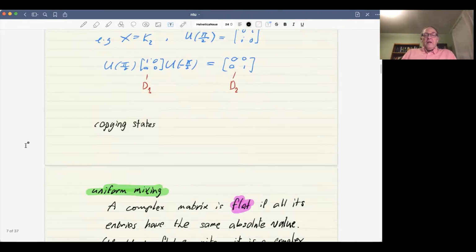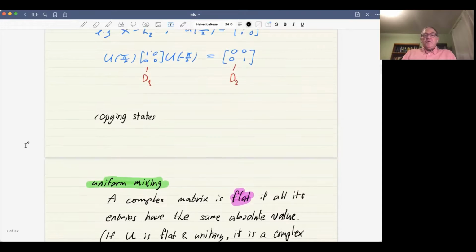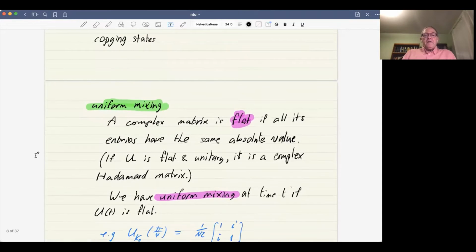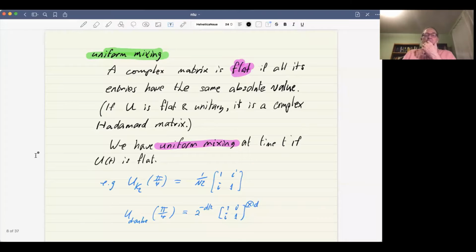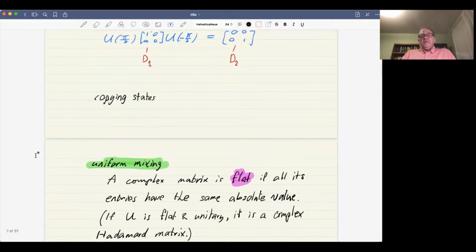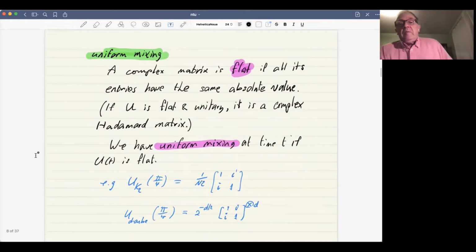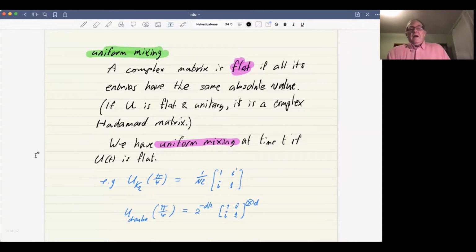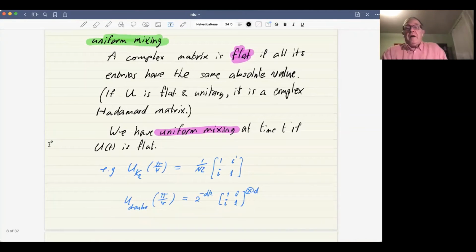Now, this is not the only possible sort of transfer between states. There's a second class of problems, which I'll talk about too. This comes under the heading of uniform mixing. I'm going to call a complex matrix flat if all its entries have the same absolute value. And these days, a flat unitary matrix would often be referred to as a complex Hadamard matrix. In the old days, that term had a slightly more restricted meaning, but a flat unitary matrix is what would often be called a complex Hadamard matrix.